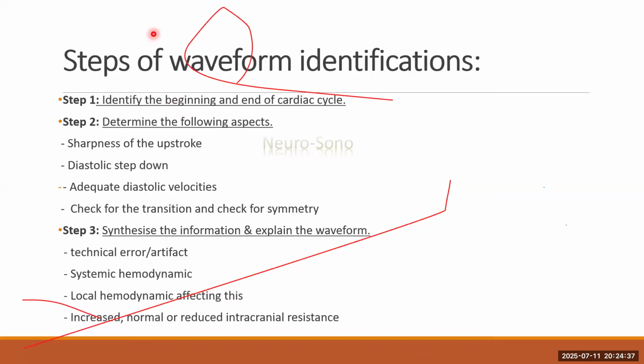So with this knowledge, we get into how do we identify the waveform patterns, or what are the steps to identify the different waveforms. Step one being, we need to identify which is the beginning and the end of the cardiac cycle. Step two is determining the sharpness of the upstroke, the diastolic step down, and the adequacy of the diastolic velocities, and also to check for the transition and check for the symmetry. The third and final step being, we need to synthesize the information and come to a conclusion and explain the waveforms. This is the most important part.